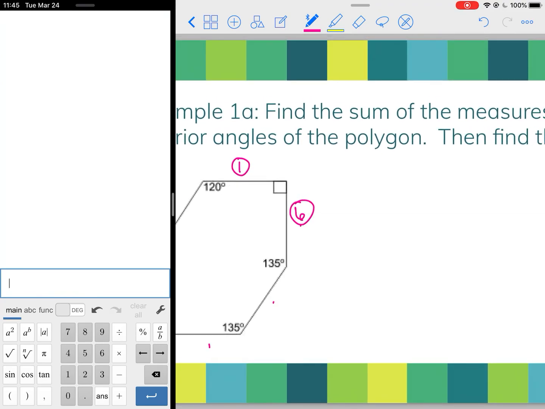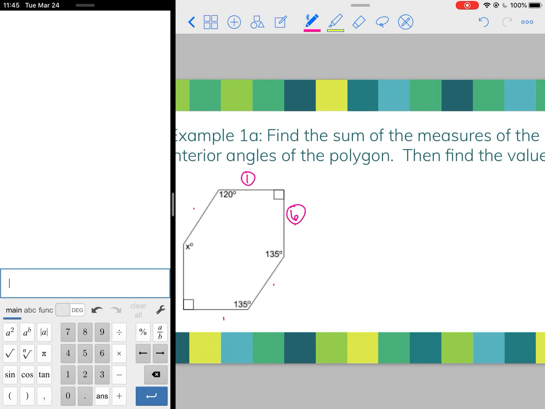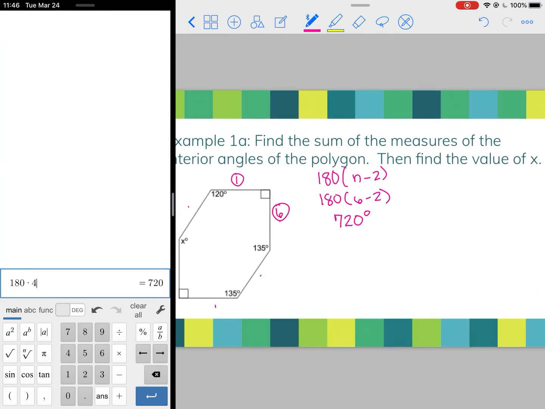To find the interior angle sum, I'm going to plug 6 into that formula for n. So 180 times n minus 2, and the number of sides here is 6. That's 180 times 6 minus 2. 6 minus 2 is 4, so I'm going to do 180 times 4, and that tells me that the interior angle sum of this hexagon is 720 degrees. Now I'm going to find the value of x by setting up an equation.